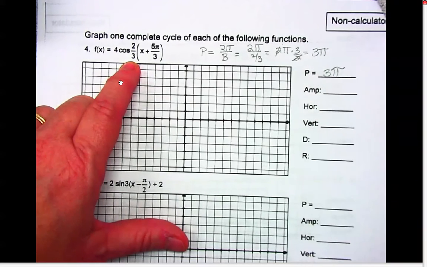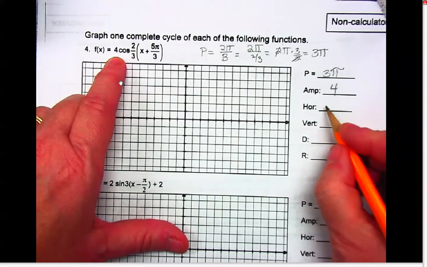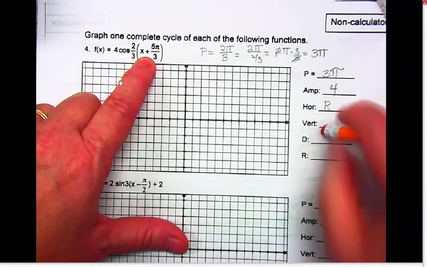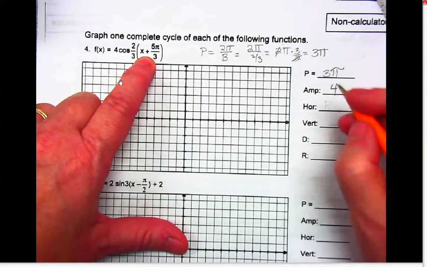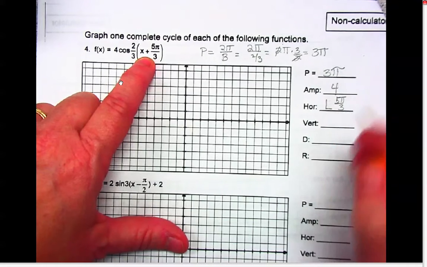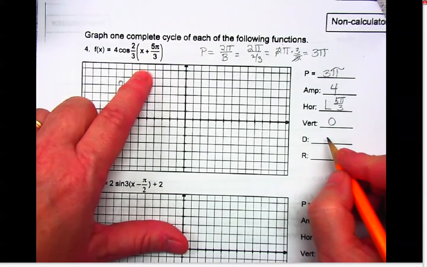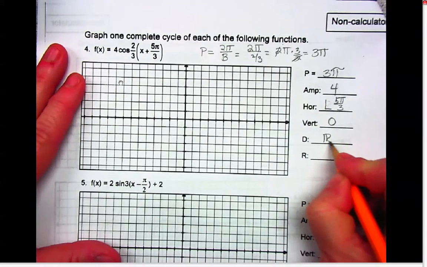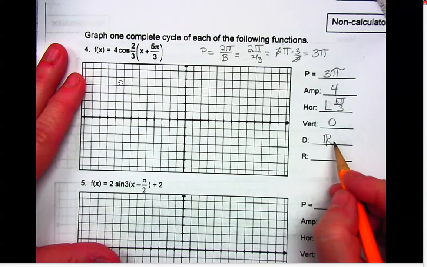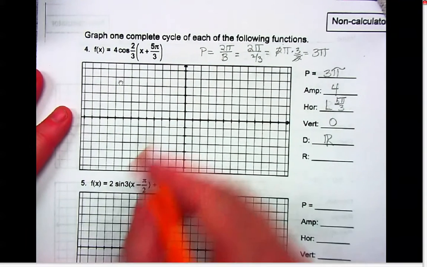It's 3 pi. Okay, the amplitude is 4. The horizontal shift would be left, opposite of the plus, 5 pi over 3. The vertical shift, there isn't anything out here, it's just at 0. Okay, and the domain will always be all reals, because even though we're only going to draw 1 cycle, we still put the domain as all reals because it does keep going. And the range we're going to do at the end, after we do everything else.